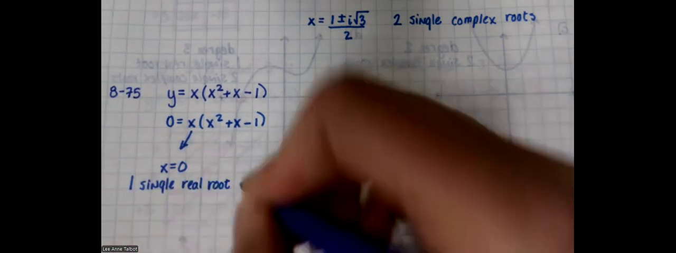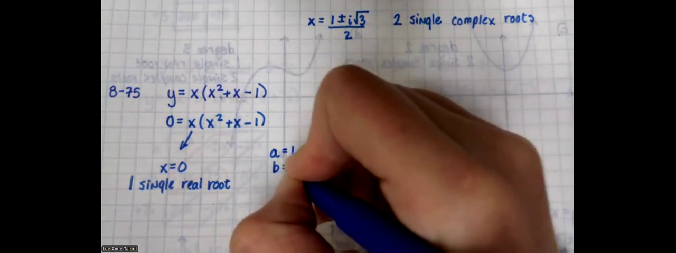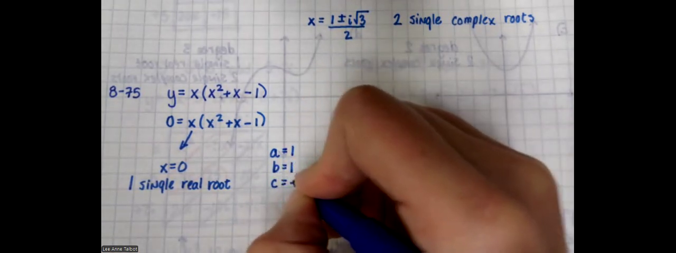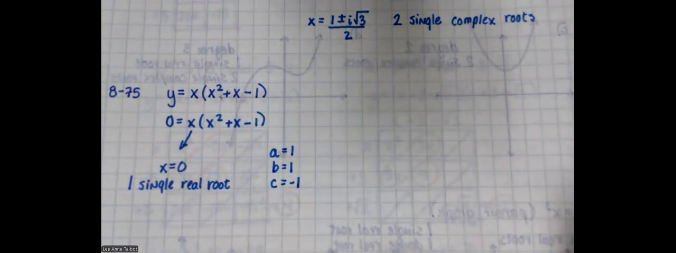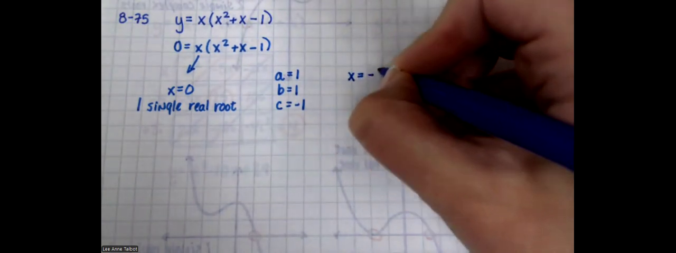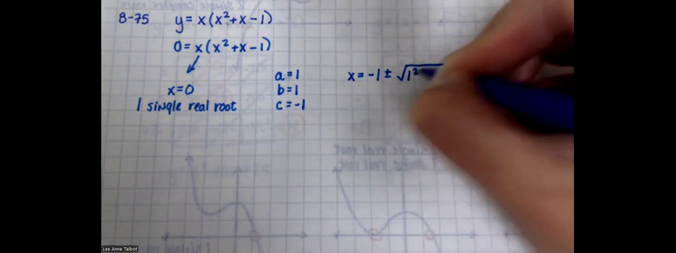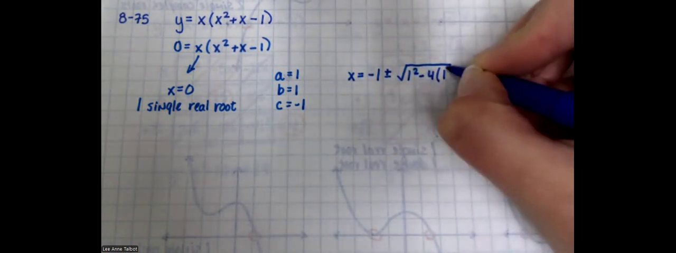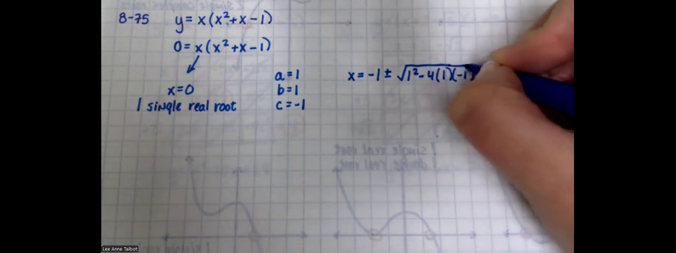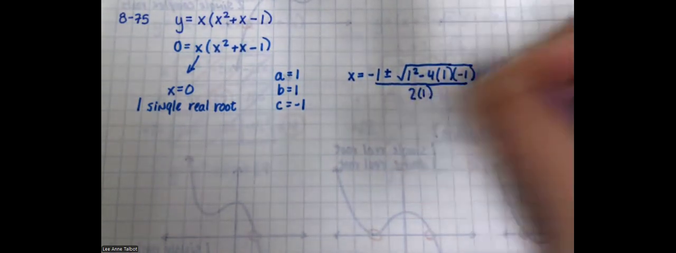This again is not factorable, so I'm going to go to quad formula. A equals 1, B equals 1, C equals -1. X equals negative B plus or minus square root B squared minus 4AC all over 2A.